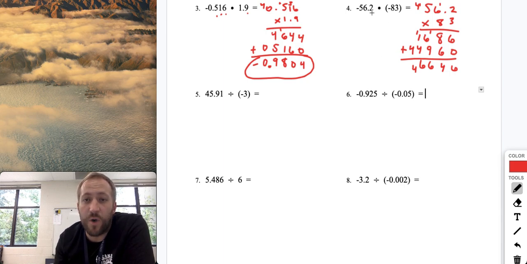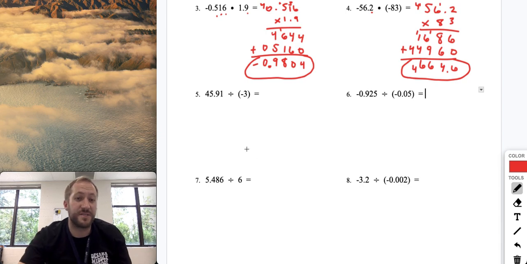I got one number behind the decimal. That's it. Just one number behind the decimal in the whole problem. That means I just want one number behind the decimal in the answer. Right there. This is a negative times a negative, which is going to keep it positive. There we go. Now let's look at some division.